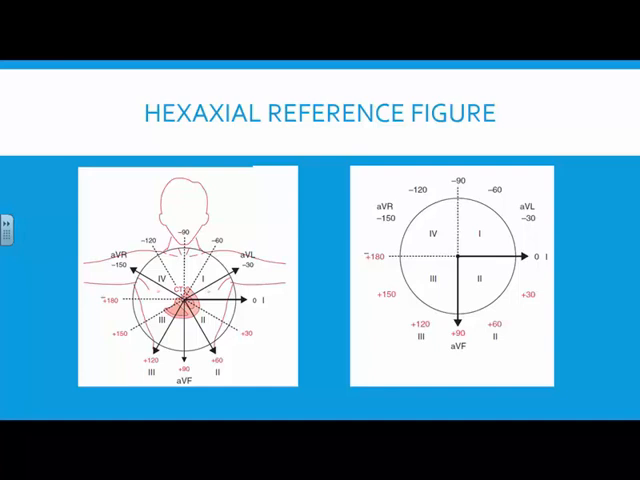Alright, so hexaxial reference, 6 leads. What are my first 3 leads? The ones that form Einthoven's triangle? Leads 1, 2, and 3. What are my other 3 leads? AVR, negative to positive, negative to positive, negative to positive. Alright, that's my 6. So each one of my lines represents a view of my leads.